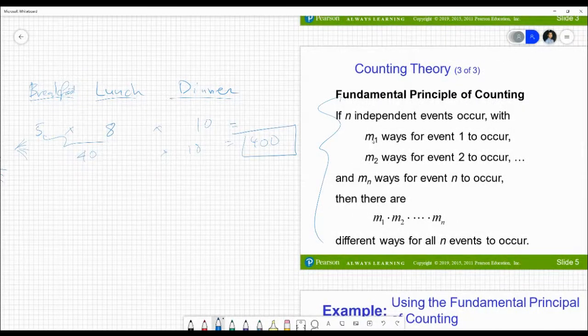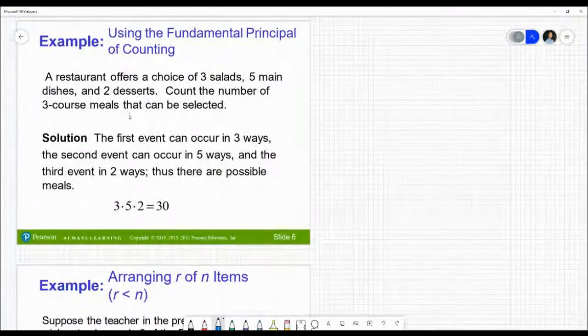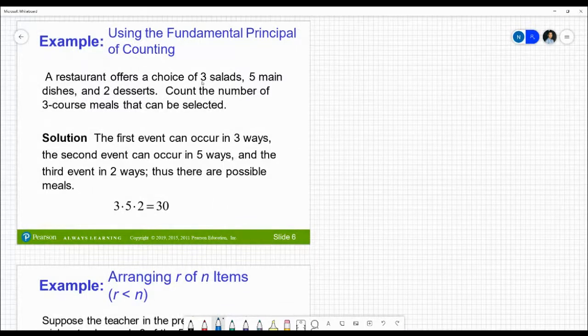So the m1 here is basically how many ways for the first one to occur, m2 how many ways for the second, m3 the third. You just multiply all of them together. All right, let's look at a similar example. A restaurant offers a choice of 3 salads, 5 main dishes, and 2 desserts. Count the number of 3-course meals that can be selected. I have to pick a salad, a main dish, and a dessert. So we just multiply this through, and that gives me 30.